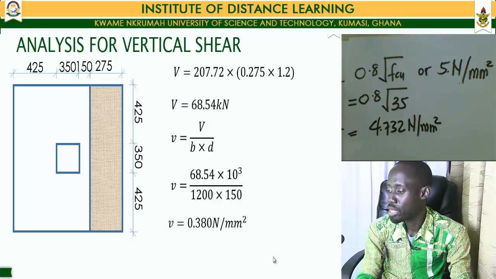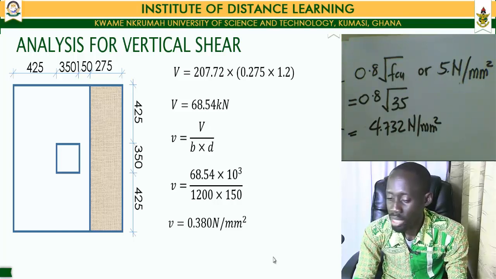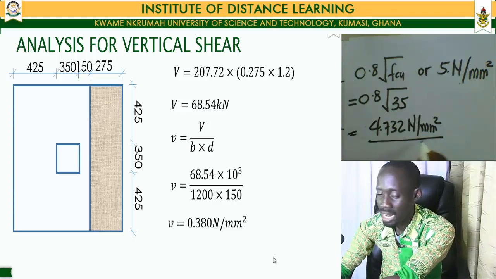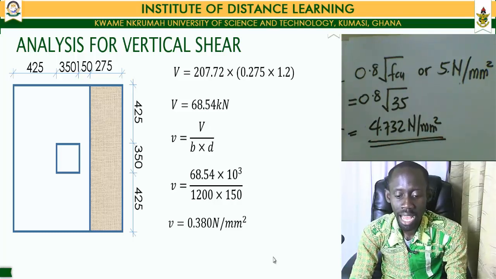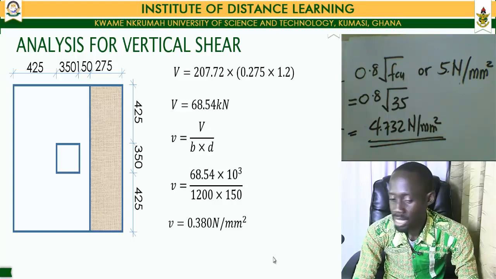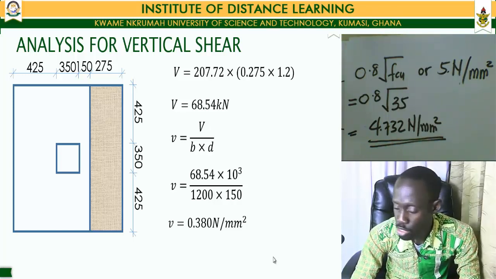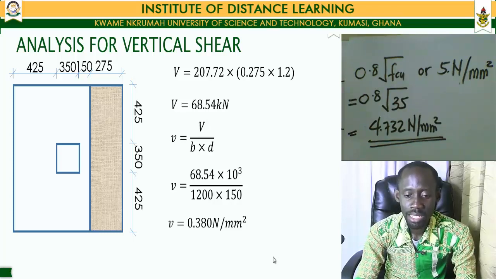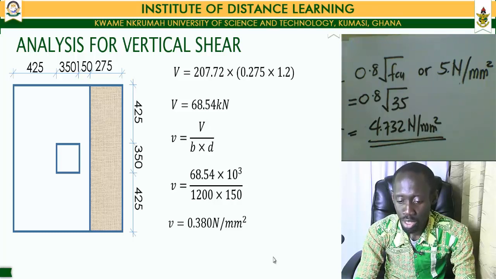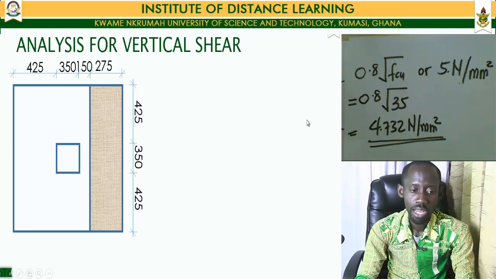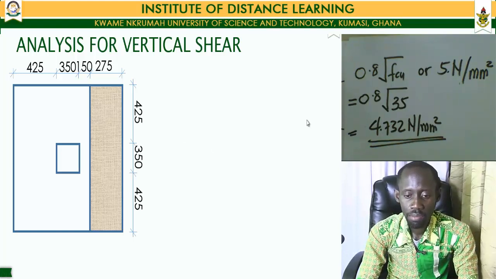Because our 0.8 root FCU value is lower than our 5 newtons per millimeter squared, it becomes our limiting value, in which case our shear stress value should not exceed 4.732 newtons per millimeter squared. And as evidence, our shear stress value is 0.380 newtons per millimeter squared, which is far below our limiting value, in which case we can say that our compression shear is okay, or our section wouldn't fail under compressive shear. So we now move ahead and calculate our shear capacity for our pad foundation.